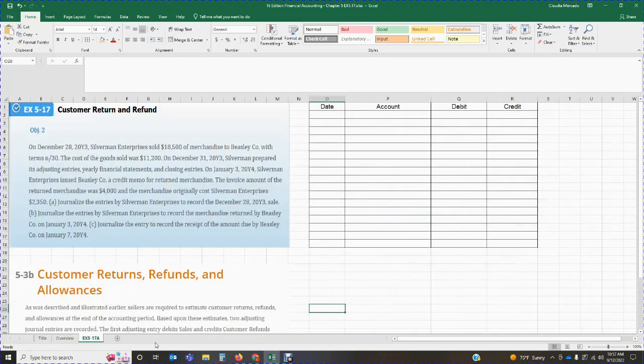So now we're going to jump to exercise 5-17. Now this problem deals with customer returns and refunds. What I've done is I've selected a couple of problems that either didn't have a show me how video or that were important or were difficult. For example, this exercise 5-17 does not have a video associated with it. So I wanted to cover it.